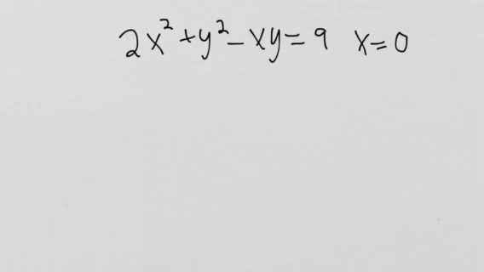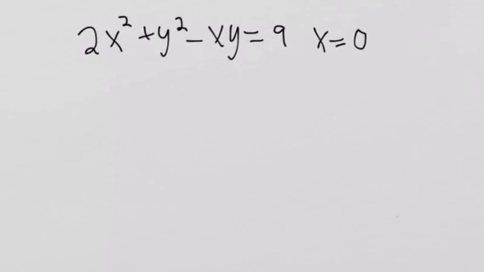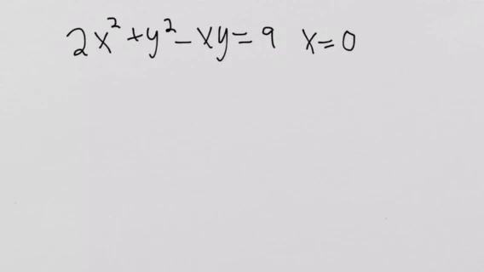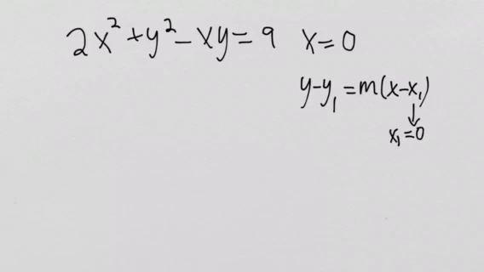All right, our goal is to determine the equation of the tangent line to this curve when x is 0. And when we see equation of tangent line, we should always just immediately write y minus y1 equals m times x minus x1. And we know that our x1 is equal to 0 given information. So now we just need to determine y1 and m by using this information up here.